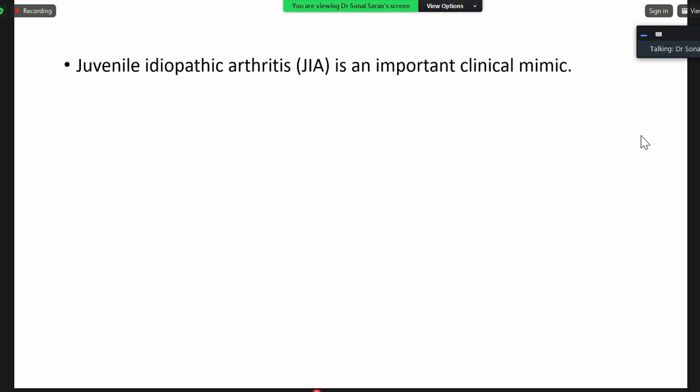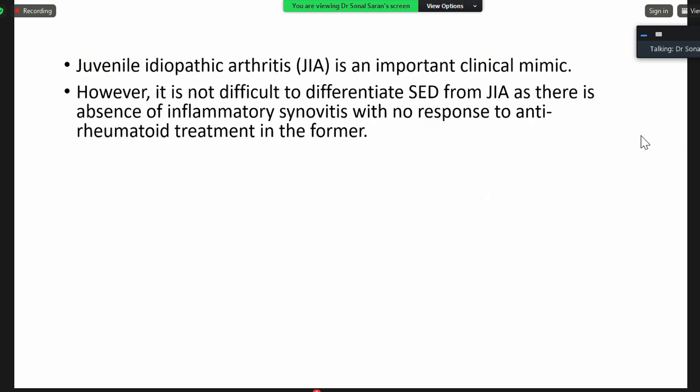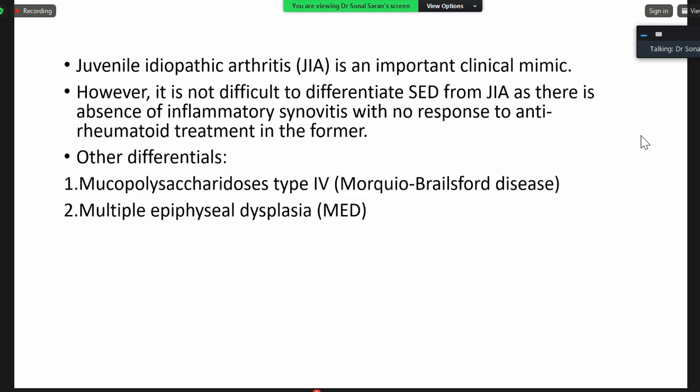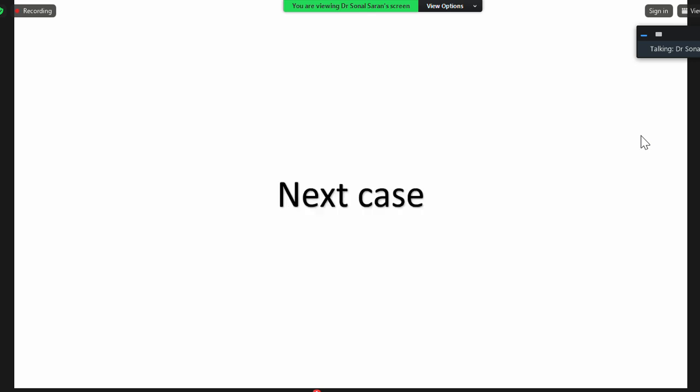And JIA is an important clinical mimic, but JIA often has an inflammatory component, and it responds with the help of anti-inflammatory medications, whereas SED will not show a response to anti-inflammatory medications. Other differentials are MPS type 4, multiple epiphyseal dysplasia, and pseudoachondroplasia. Next case.